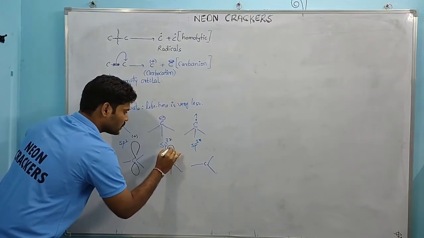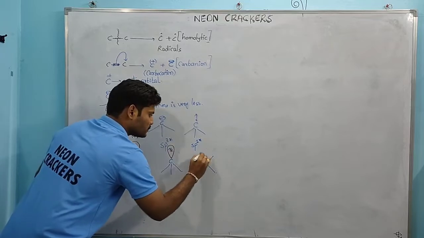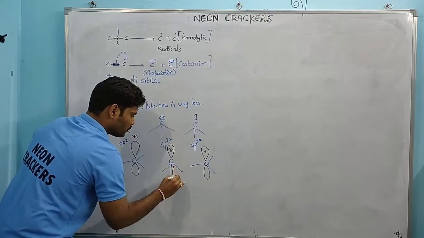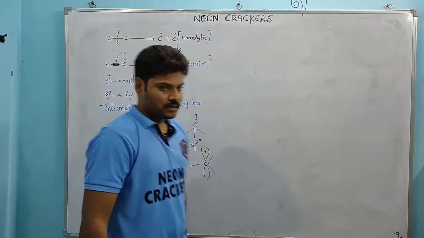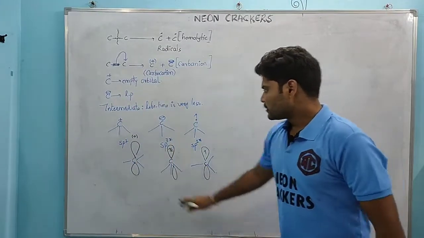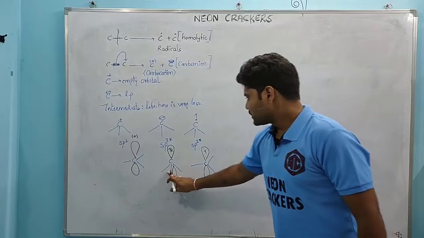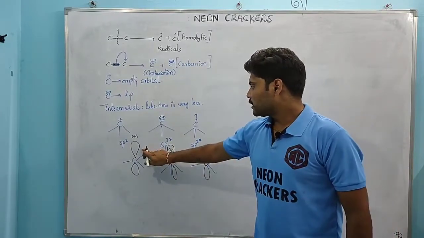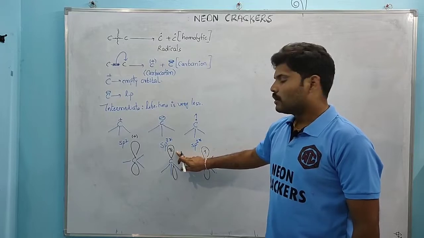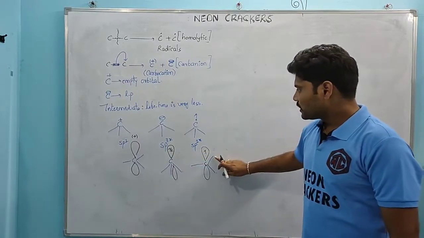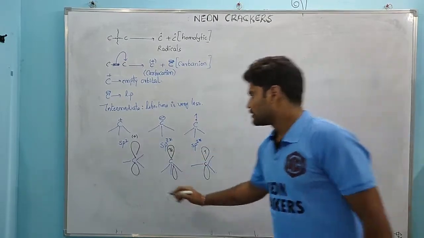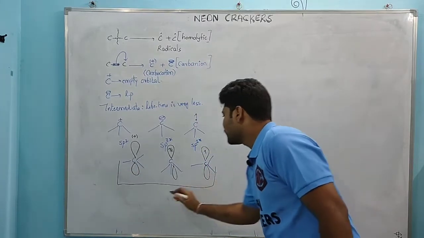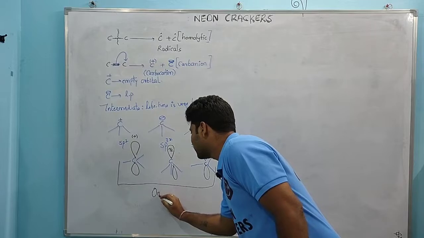This is Lp, the lone pair. This one has one unpaired electron. See the structure now. This is triangular planar, this is pyramidal, this is triangular planar. So empty orbital, next one is one Lp, next one is one unpaired electron. So in the universe of organic chemistry, there are only three intermediates.